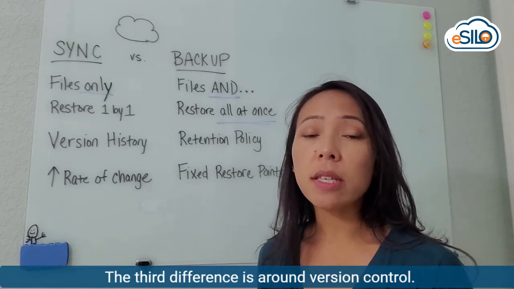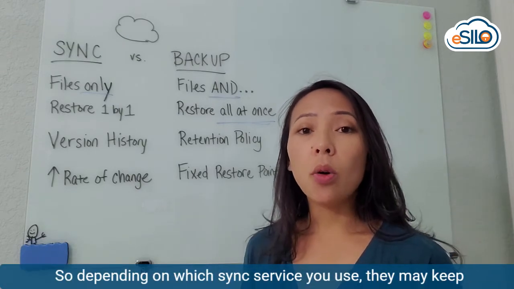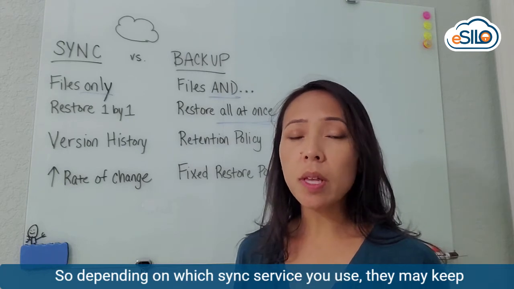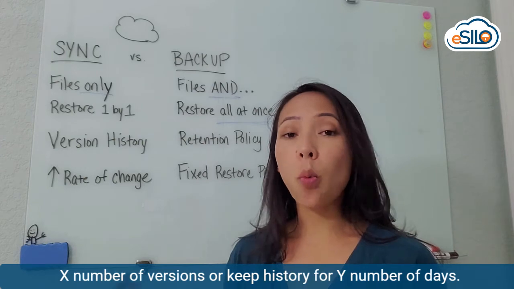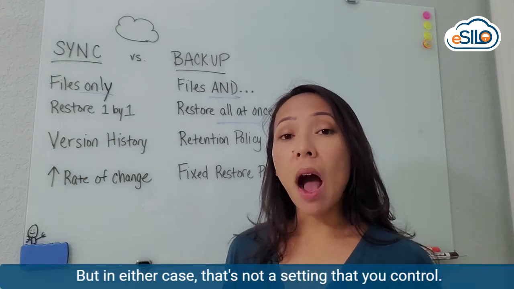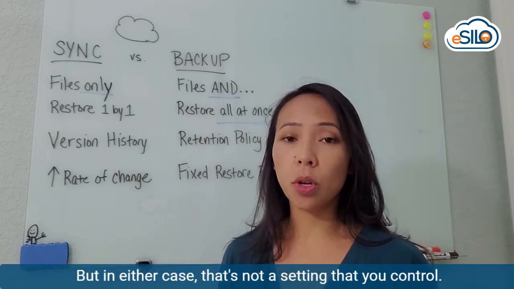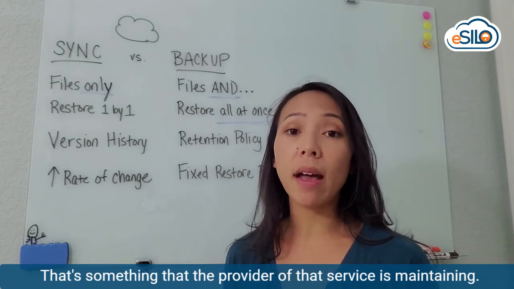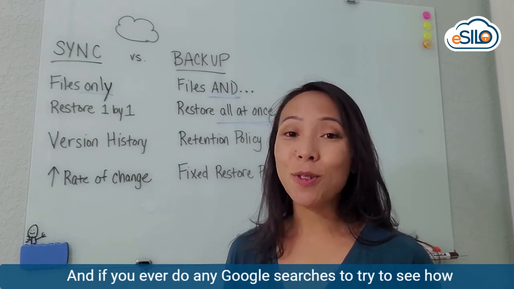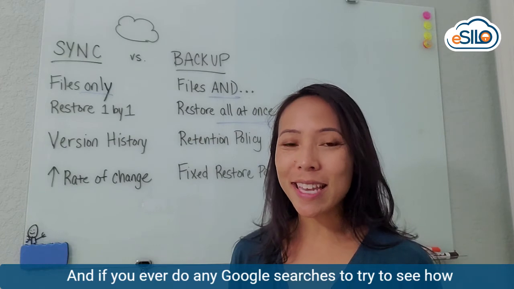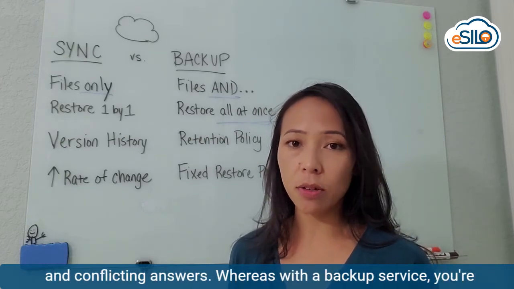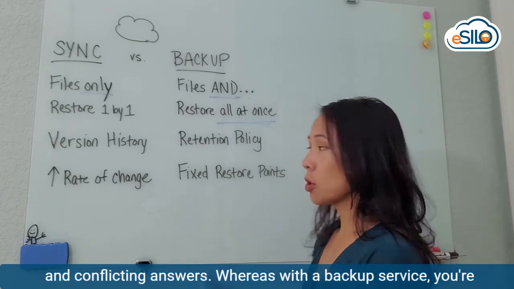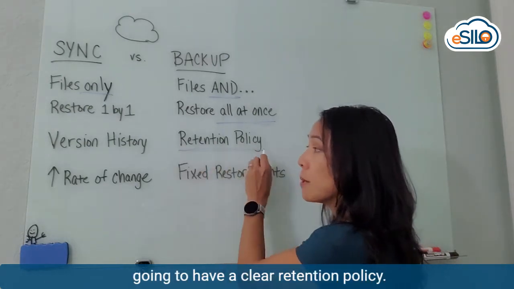The third difference is around version control. Depending on which sync service you use, they may keep X number of versions or keep history for Y number of days. But in either case, that's not a setting that you control. That's something that the provider of that service is maintaining. And if you ever do any Google searches to try to see how much data they'll retain for you, you often get very different and conflicting answers. Whereas with a backup service, you're going to have a clear retention policy.